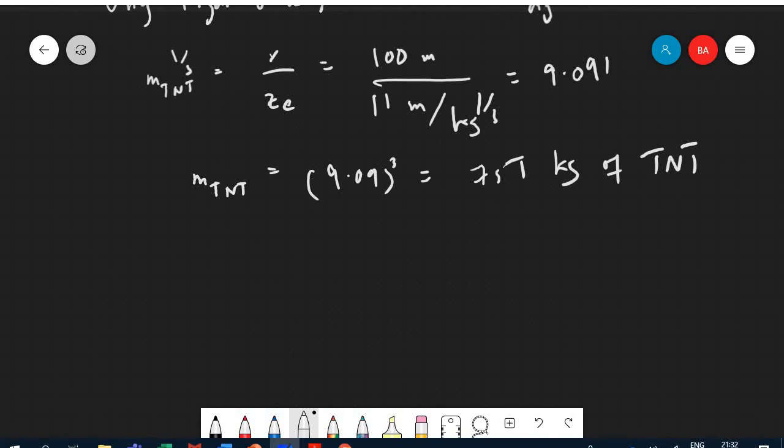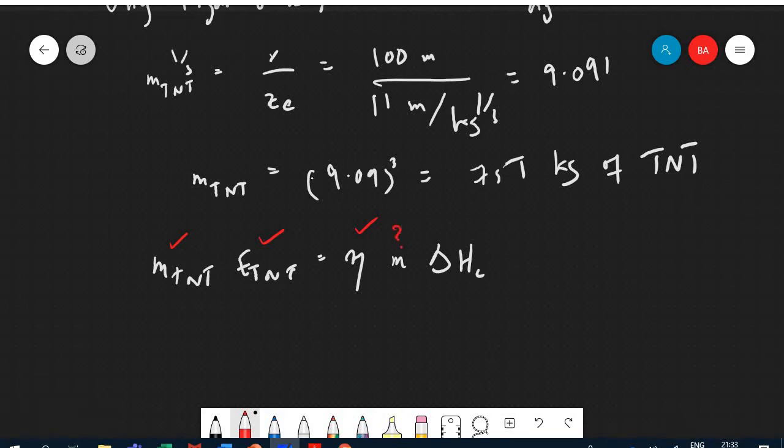All I need to do is find that relationship. If you can recall, m_TNT times E_TNT is equal to nu times the mass of propane times the delta heat of combustion. So I have the mass of TNT and the heat of TNT. What is nu now, 0.05 or 1? It's open, and we are talking about outside the control room, so nu is going to be 0.05.